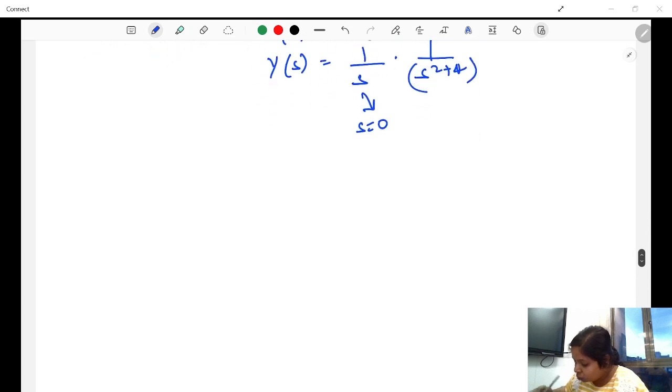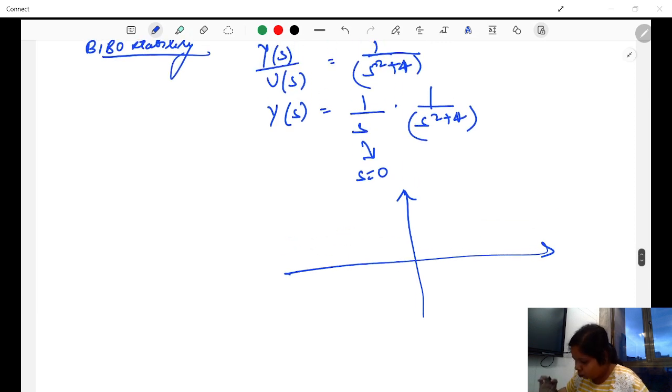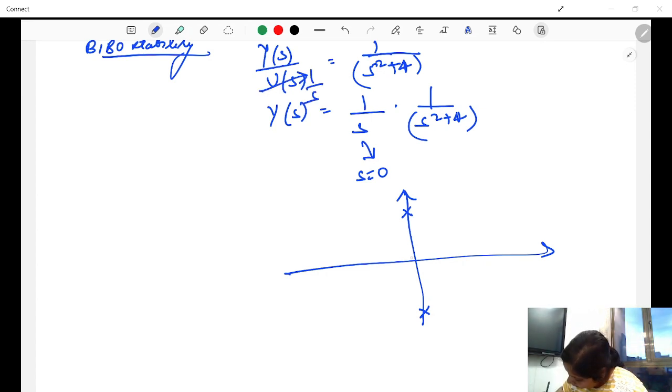When you are introducing a pole at s is equal to 0, what you are doing is, there were already two poles, plus minus 2j. Okay, no real part. So one pole was here, one pole was here. You said I want to give a unit step, 1 by s. So you introduced one more pole and it is here. All the poles are on the imaginary axis. Now you cannot say the system is BIBO stable.